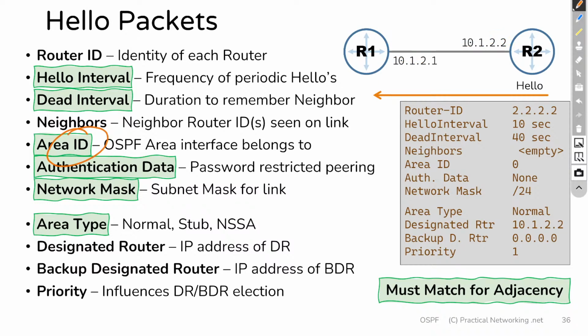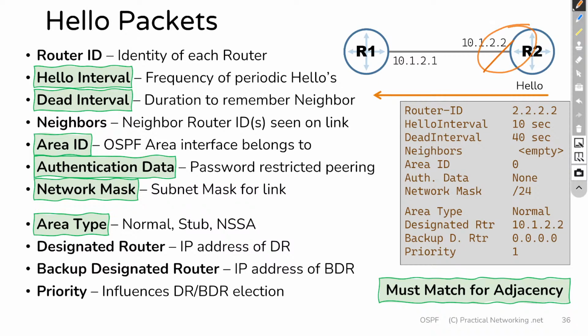The area ID: if router 2 thinks that this is area 0 and router 1 thinks that this is area 99, then they're going to have a problem agreeing upon what routes should be shared with one another. So they have to match on which area they think that particular link is in. Obviously, the purpose of authentication data is to do password restricted neighborship. So if they disagree upon what the password is or whether there is authentication on this link, they're not going to become neighbors. They have to agree on the network mask on this link.